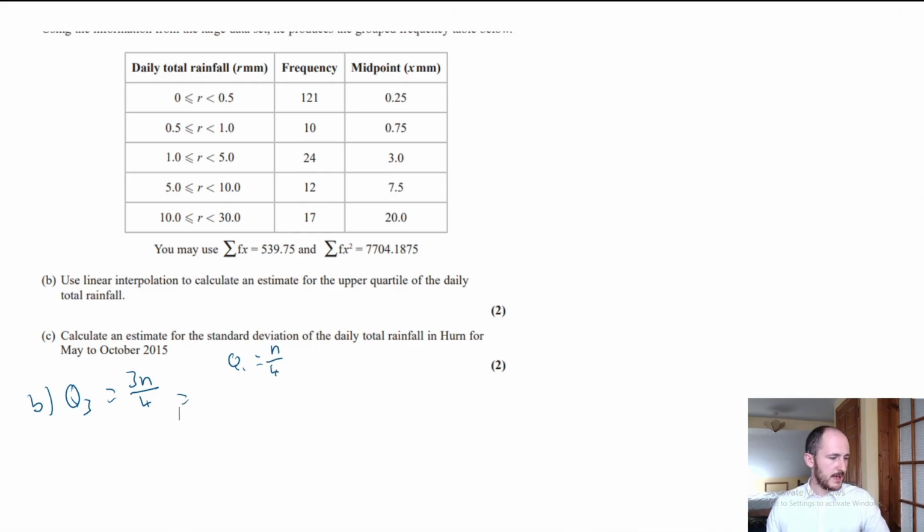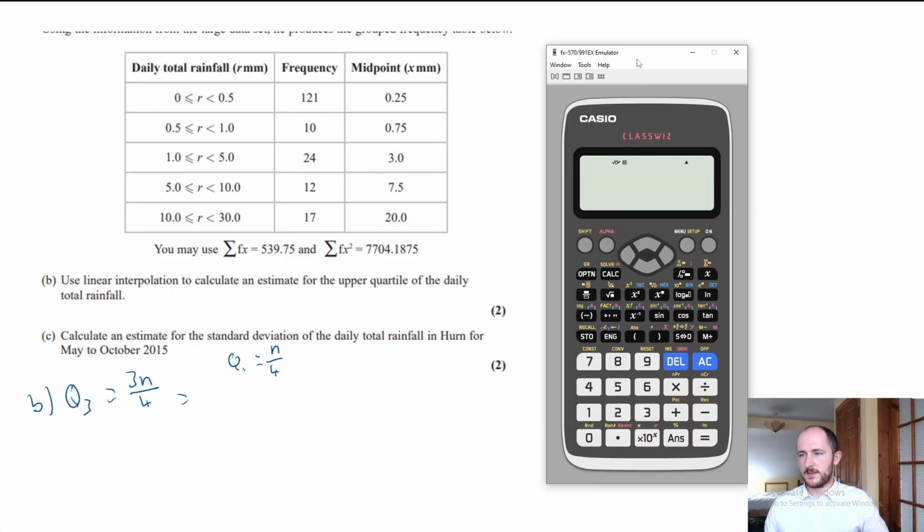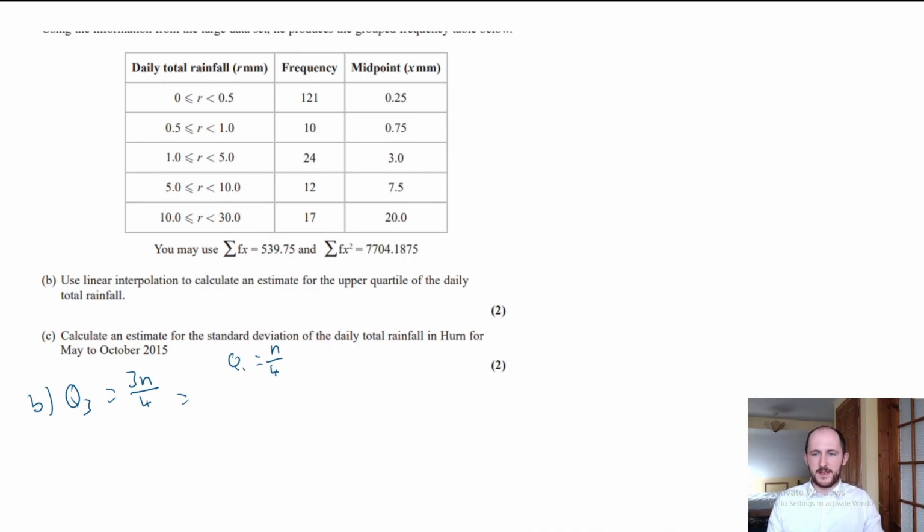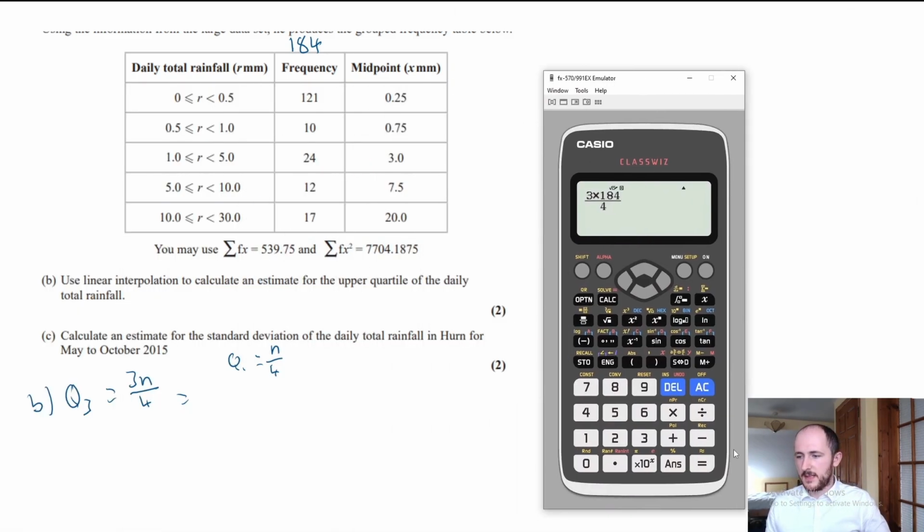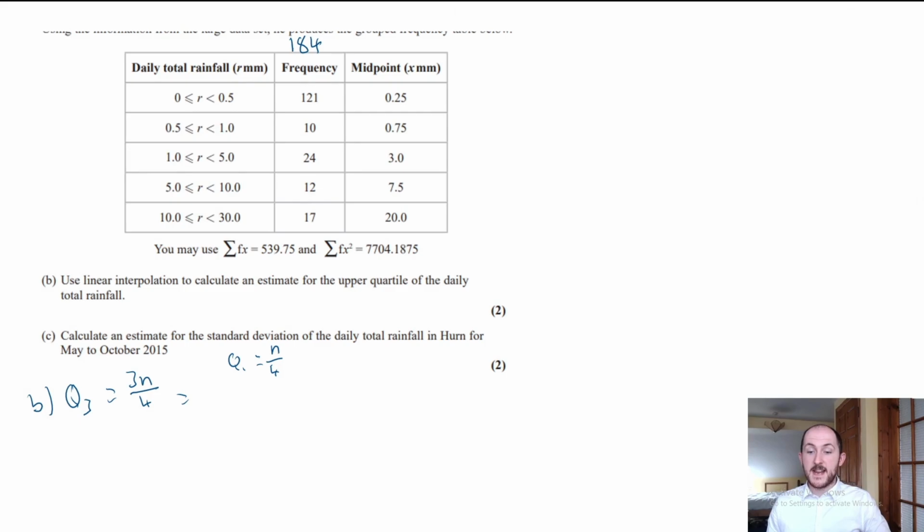So let's do it. We need to work out what the frequency is. What we can do is add them all up. It's not the hardest thing in the world. 12 plus 17, and so on, gives 184. Now if we put this into our calculation, it's 3 times 184 over 4. Because I know I'm going to forget, I'm going to write that the sum is 184, because that is going to be useful a bit later on. We're looking for the 138th value.